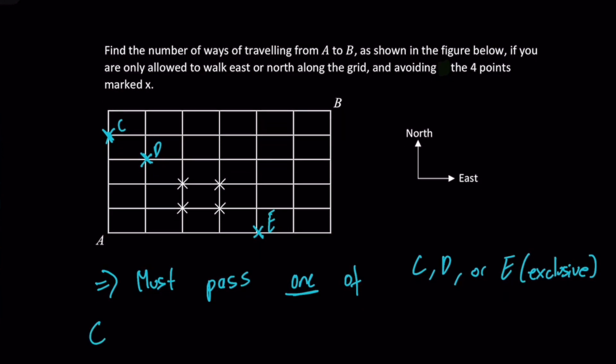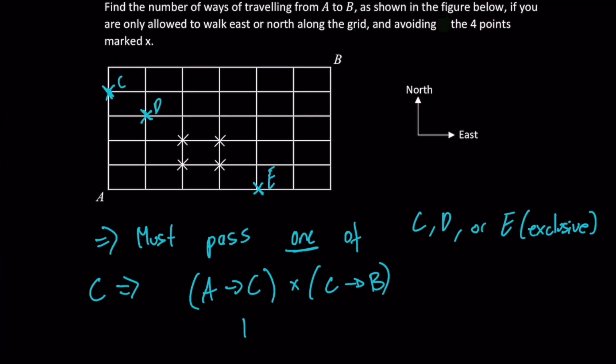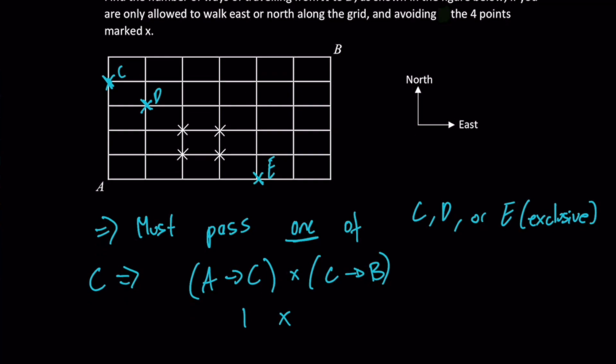Let's see C first. To pass through C, the number of ways means A to C times C to B. Right, the number of ways A to C, multiply by C to B. But you see A to C, there's only one way. Now let's look at the number of ways from C to B. You can do one by one and you can try, but I want to introduce you to the combinatorics method.